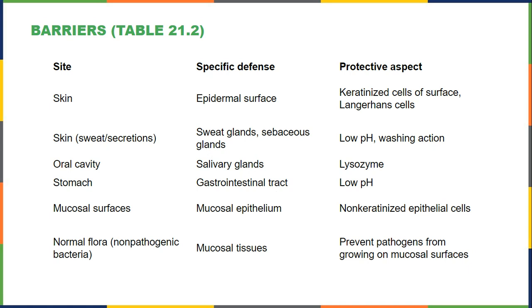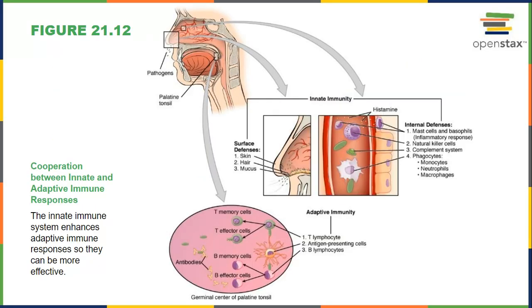The mucosal surfaces. Once again, once you get inside your nose, for example, you have this mucosal epithelium, and it's going to help protect you as a barrier. And you also have flora, things that live inside of your GI tract. You have things that live inside of your nose that are beneficial bacteria that help you there.